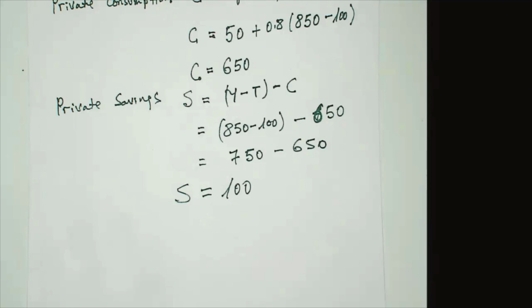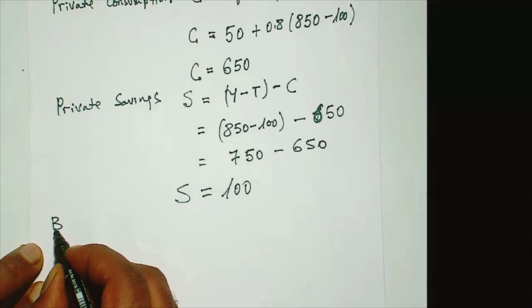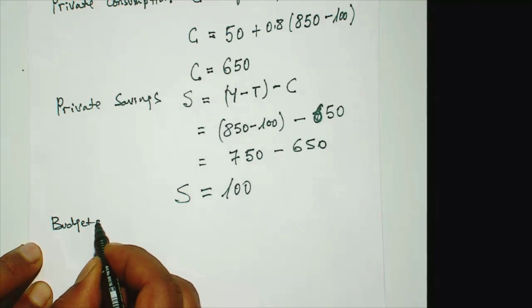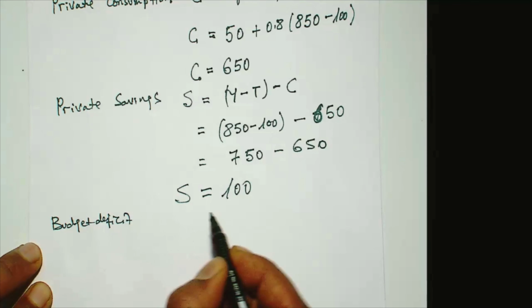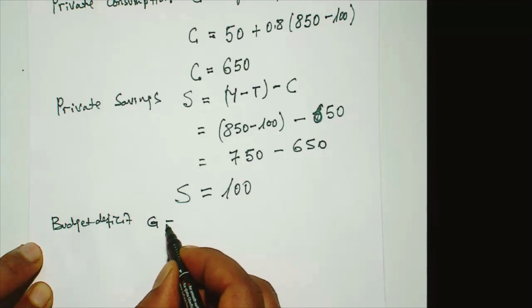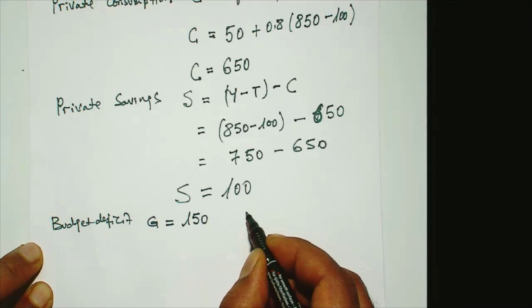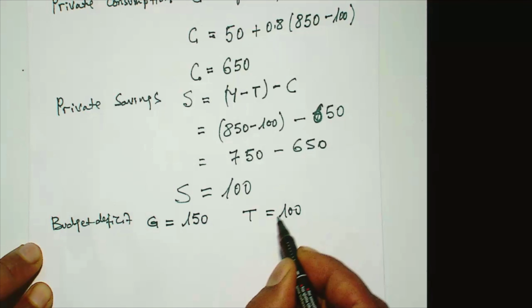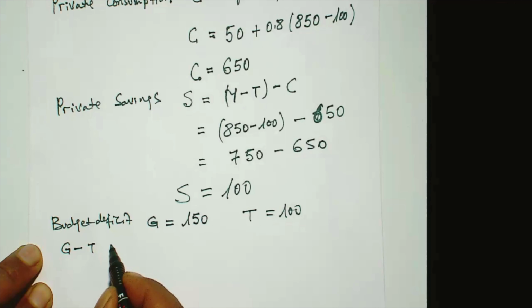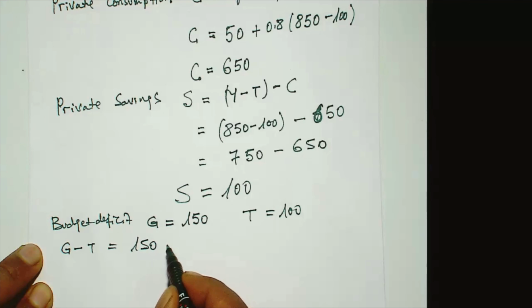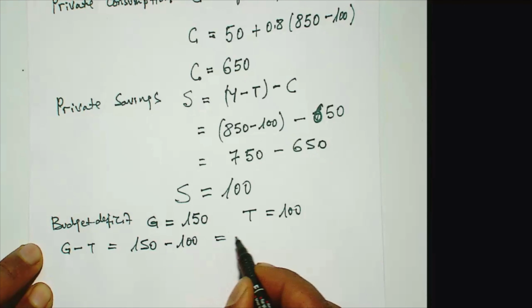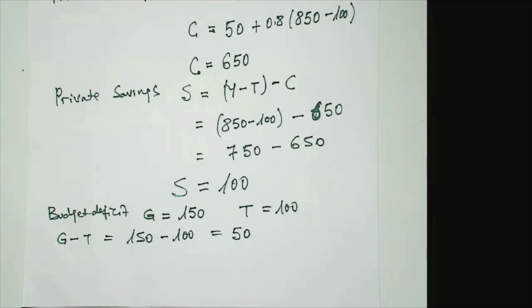Do we have a balanced budget here? Let's see what our budget deficit says. Here we have said government expenditure is 150 while tax is 100. So G minus T, which would be 150 minus 100, would give us a value of 50 units. So to say, the government is spending more than it collects in the form of tax.